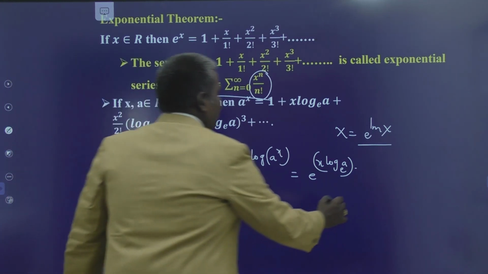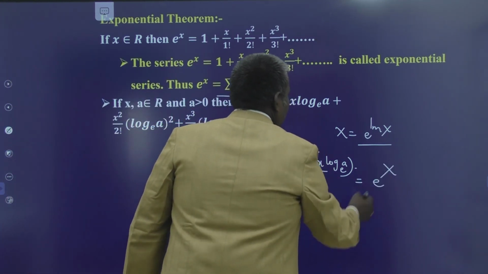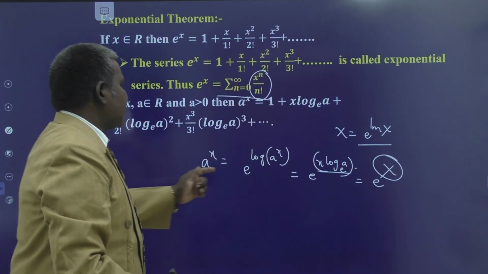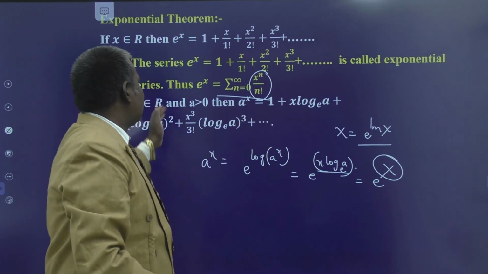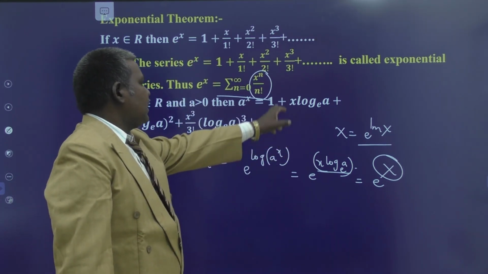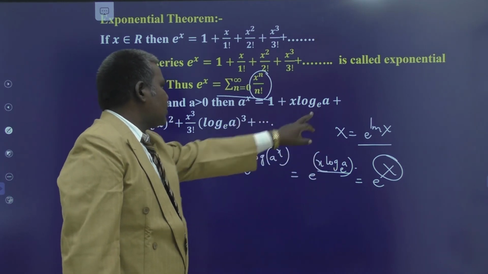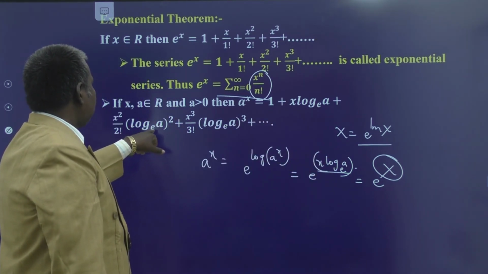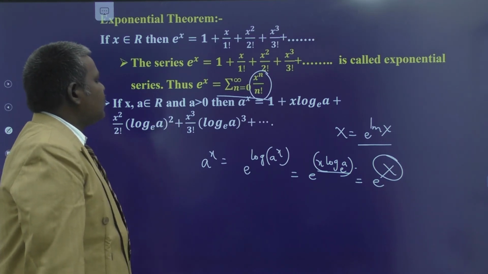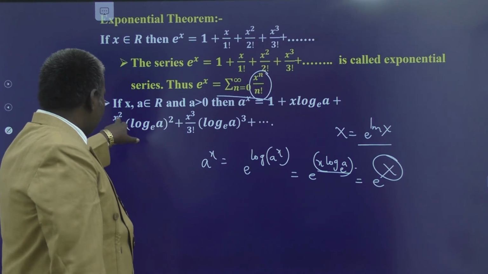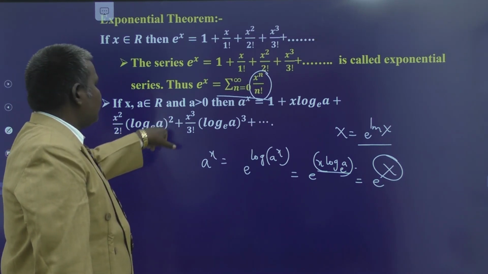Now it is of the form e power x form. So what is your x? x log a to the base e. So replace x by x log a to the base e in the previous formula. We obtain that one: 1 plus x log a to the base e, plus x square by 2 factorial into log a to the base e whole square. (x log a to the base e) whole square, we are writing x square into (log a to the base e) whole square.